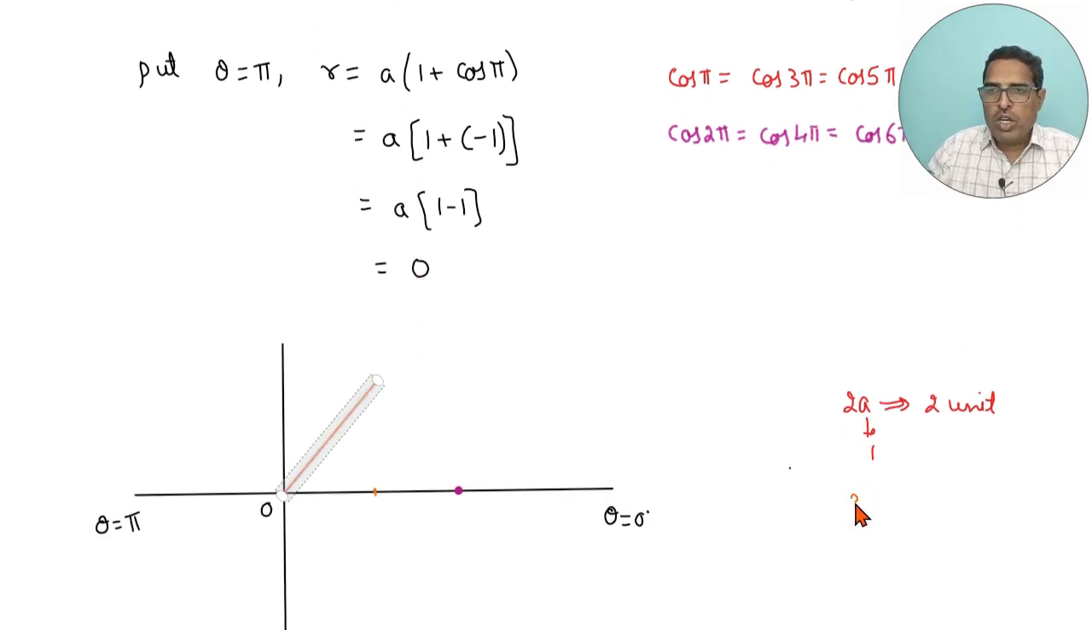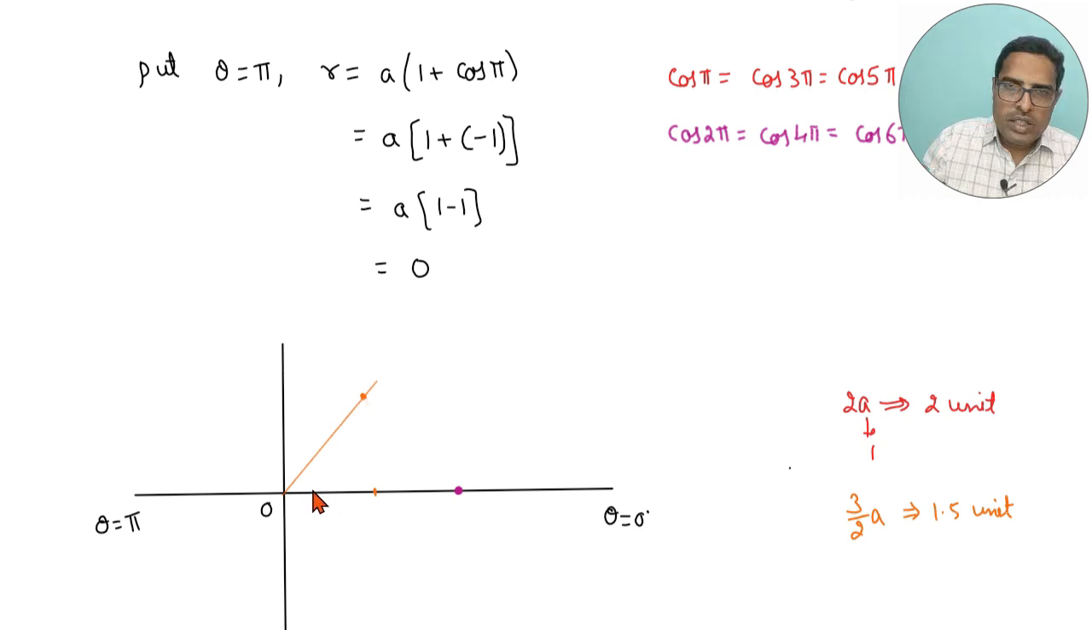So if you want to plot this length 3a by 2, suppose if I am taking a as 1 unit, then you will be getting 1.5 unit. So if you are taking 1.5 unit as 1.5 centimeters, you can just measure from here and then write down that particular length. Suppose if you are measuring from here to here, you are getting the length to be equal to 1.5 over here. This angle is nothing but your pi by 3, 60 degree.